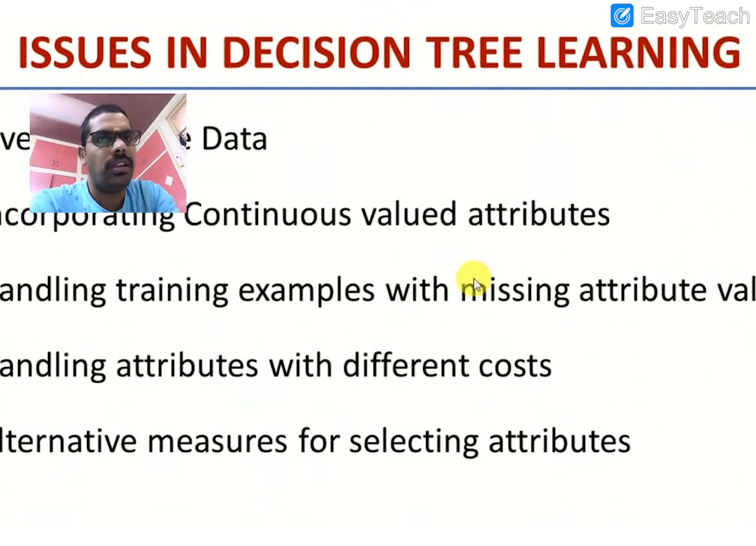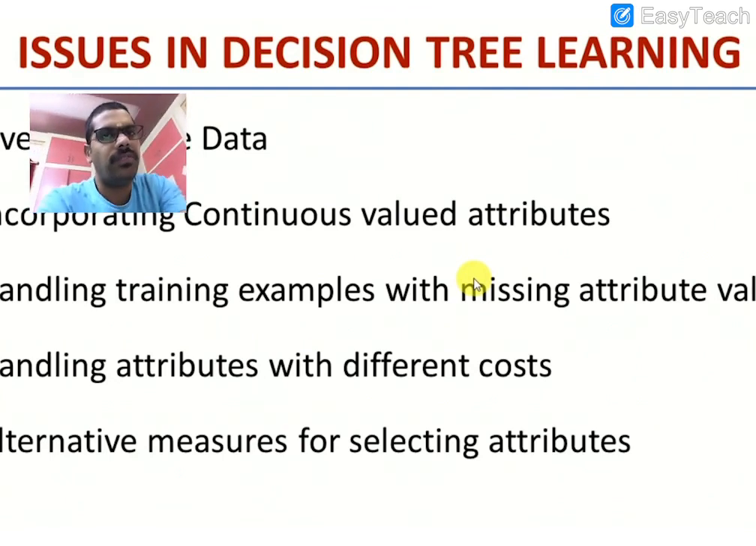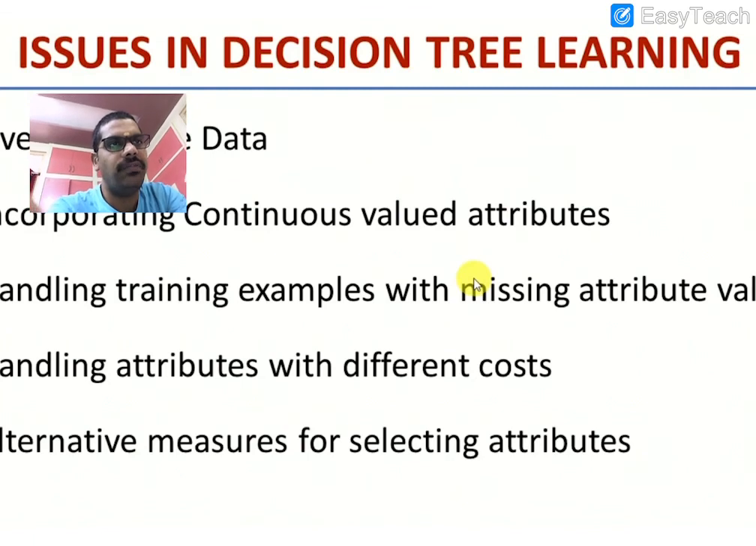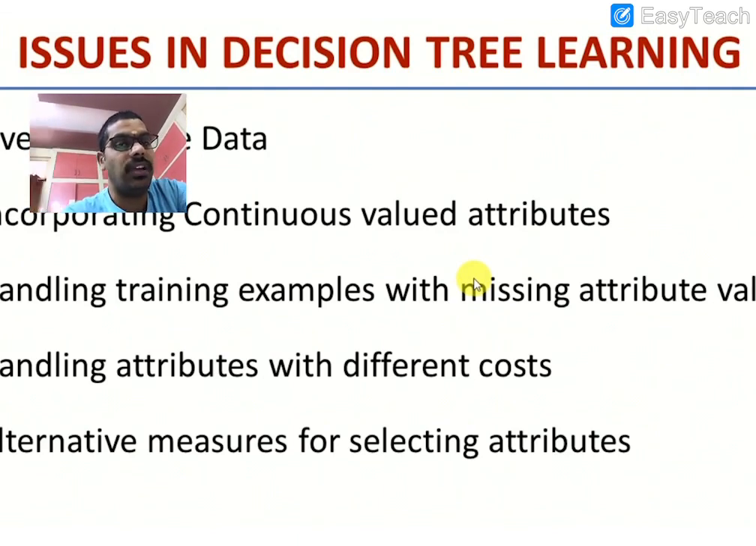And finally, alternative measures for selecting the attributes. For constructing the decision tree, we have considered the ID3 algorithm. Whenever we consider the ID3 algorithm, we compute the information gain for each and every attribute. Using the information gain, we decide which attribute is placed at the root node and which attribute is placed at the next level. So is there any alternative method to information gain? That also we need to find out and consider.